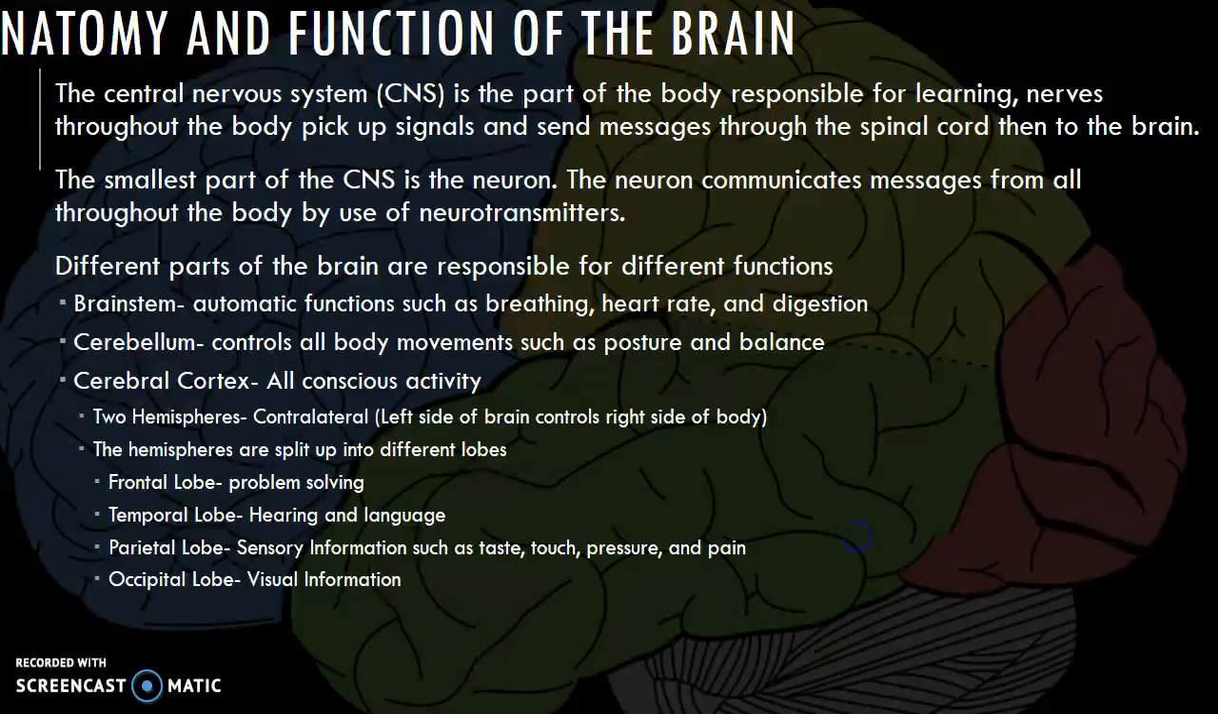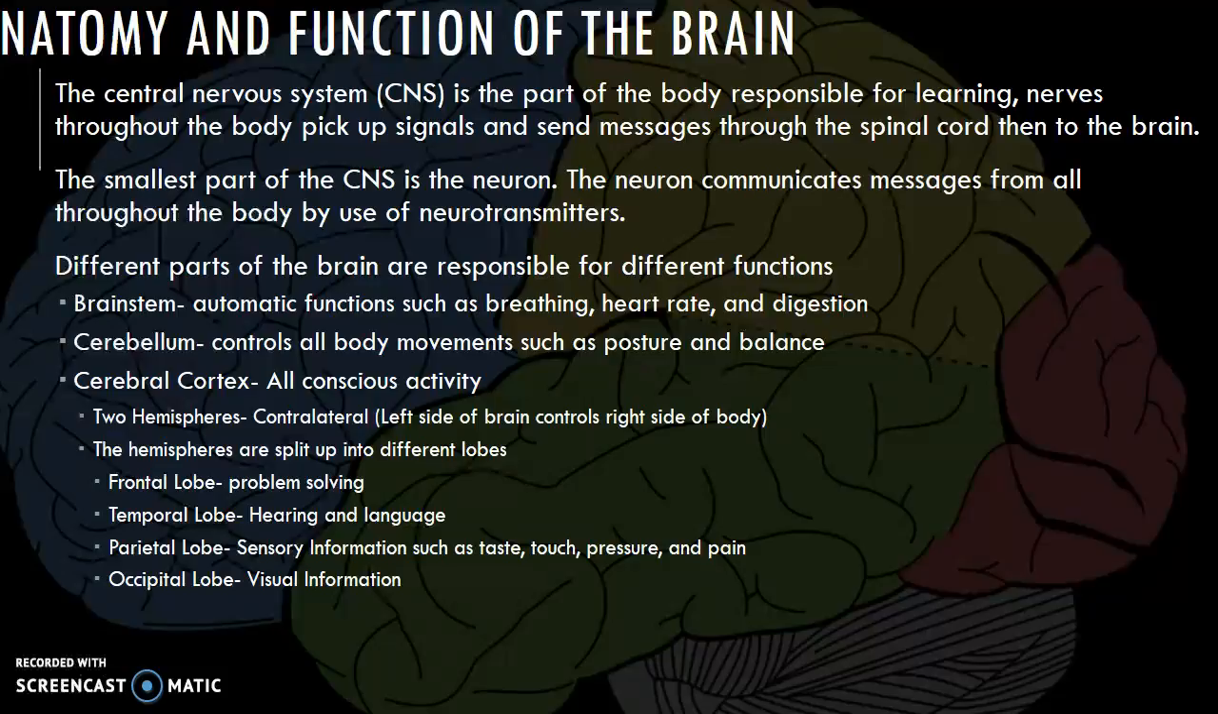With the brain, which is responsible for learning disabilities, it starts with the central nervous system, and that's the part of the body responsible for learning. Nerves throughout the body pick up signals and send messages through the spinal cord and then to the brain. The smallest part of the central nervous system is the neuron, and the neuron communicates messages from all throughout the body by use of neurotransmitters.